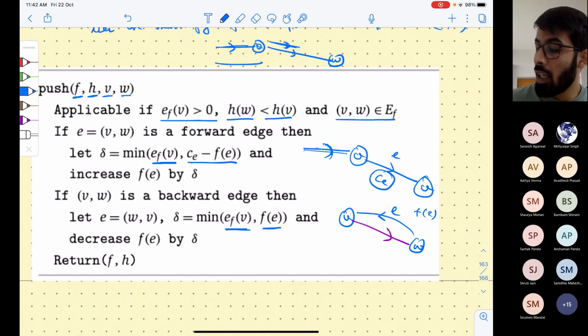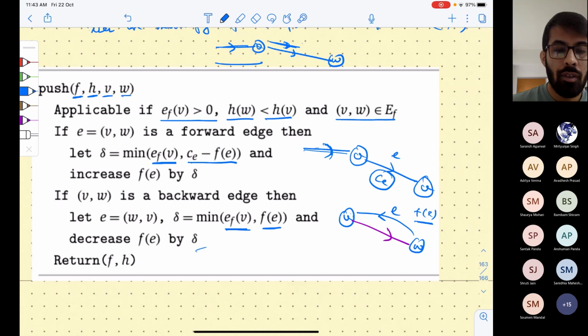And that is why this backward edge is there, because you can push back FE units of flow on the edge E. So basically you can decrease the flow by FE, but you should not be decreasing the flow by more than what V has in excess. So that is why you take the minimum of FE and the excess of V and decrease FE by that delta, right? So any question about this, about the push operation?